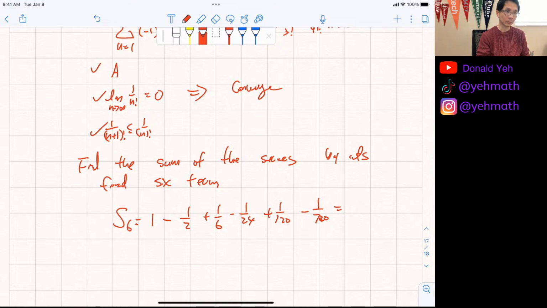Will we always have our calculator for this type of problem? Yes, this problem you will have a calculator. Only on this problem.